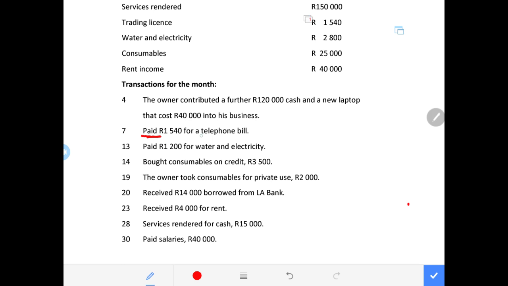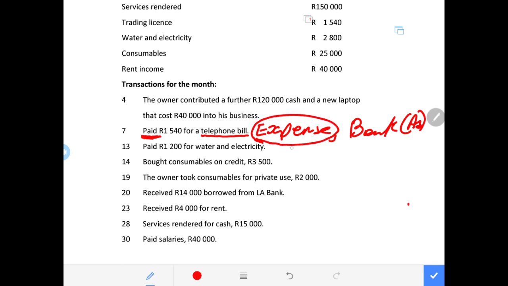In this case, we paid. What did we pay? We paid for a telephone bill. What is telephone? Telephone is an expense. So there are two accounts affected here. We have an expense, which is telephone, and we have bank, because we paid. If we pay, your bank is affected. We know that bank is an asset, and assets increase on the debit side and decrease on the credit side. We have an expense. Guys, I want to emphasize this. Whenever an expense is affected in the ledger account, it will always be increasing on the debit side. Either you pay or you incur or you don't pay. If it is an expense, it will always be recorded on the debit side.